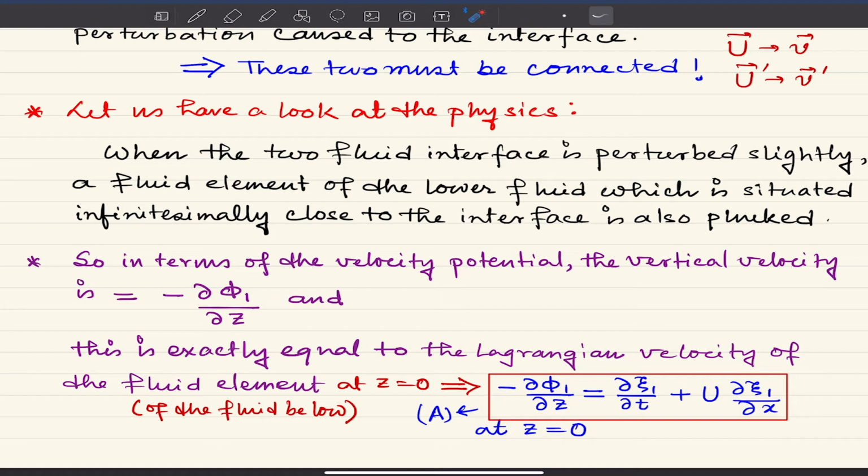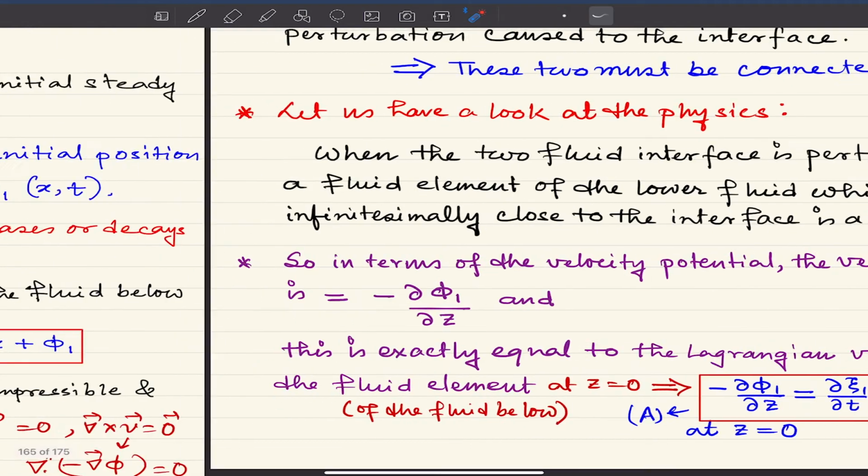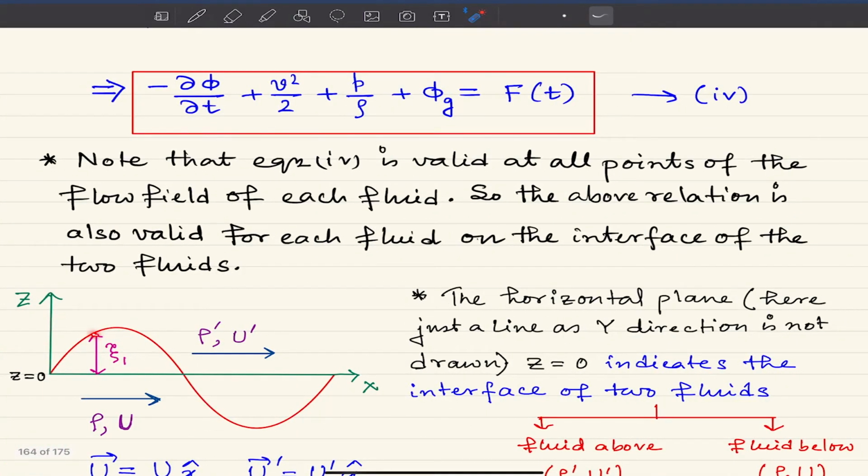That is the physical consequence, and with that fluid particle we can say that the Eulerian velocity field at some point at z equal to 0, nearly at z equal to 0, due to the perturbation, will be exactly equal to the Lagrangian velocity of a fluid particle situated at that point. So once again, when the surface is displaced, the fluid particle which was situated here now comes here. So this is infinitesimally distant.